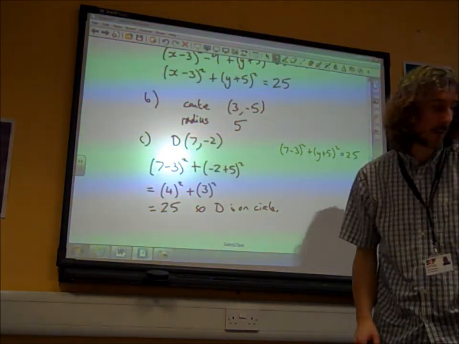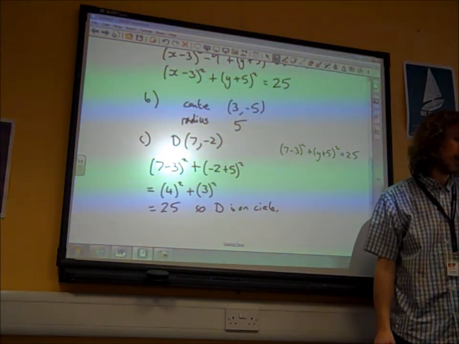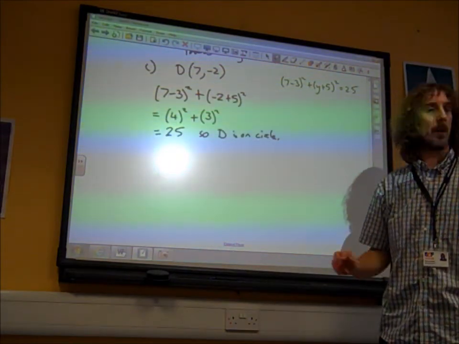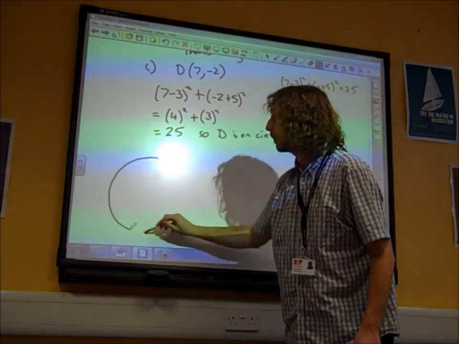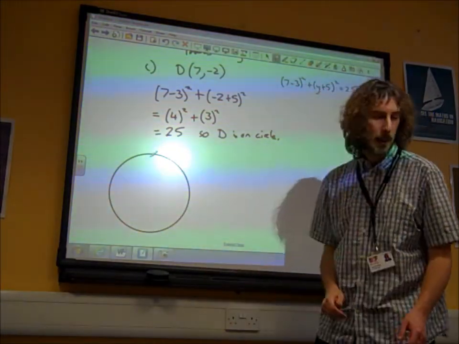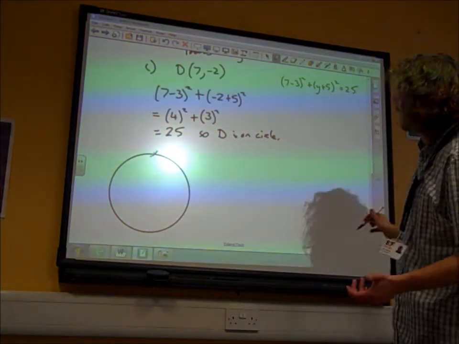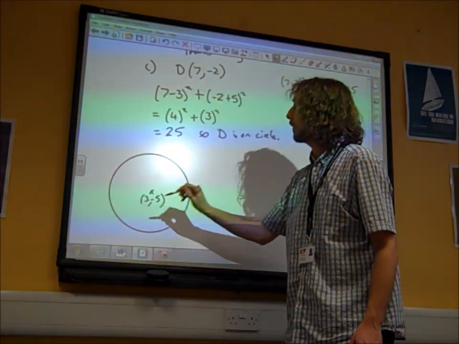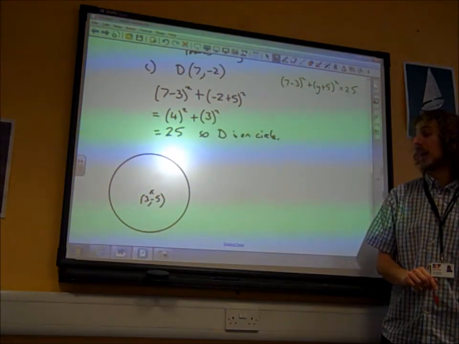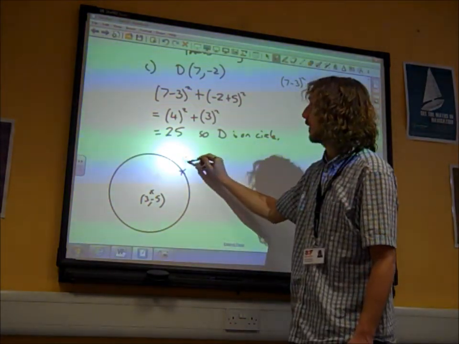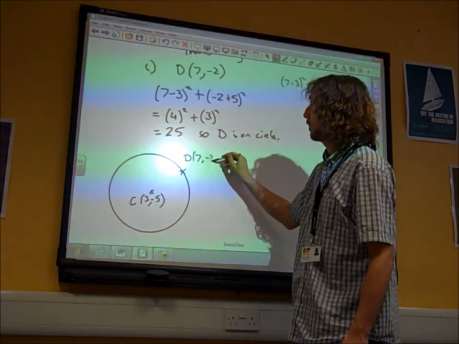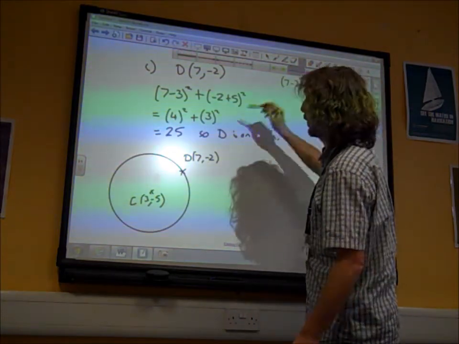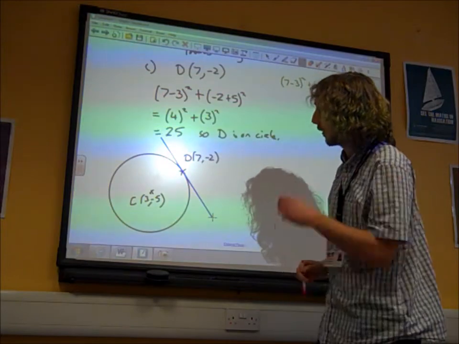Part 2. Find an equation for the tangent of the circle at the point D, giving your answer in that form. Right, well, this is all about using our circle geometry and understanding how things work here. The circle, there it is. It has a centre, what was the centre? Of 3, minus 5. There is the point 3, minus 5. There is a point on the edge of the circle at 7, minus 2, so over here somewhere. That's the point D. And the question wants us to find the tangent to the circle at that point. The tangent to the circle at that point looks like that, doesn't it?